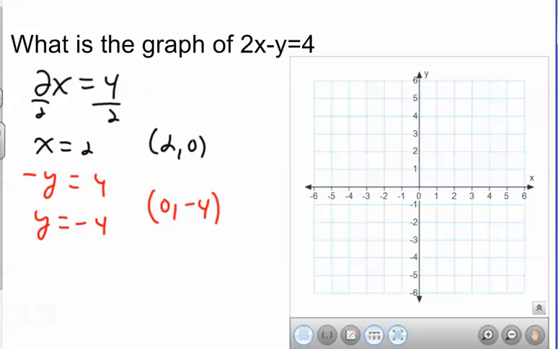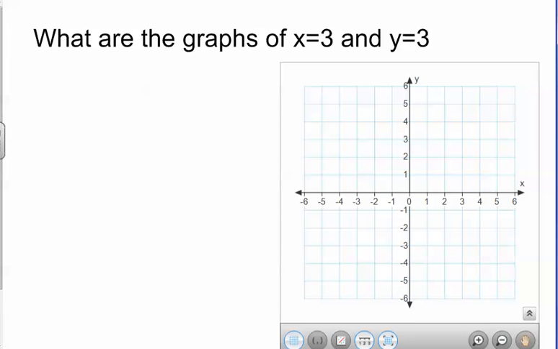So now I can graph these pretty easily. I'm going to go to 2 comma 0 and I'm going to go to 0 comma negative 4, and then I can connect my two points. Boom, there's what that one is. Okay, pretty easy, not too shabby.